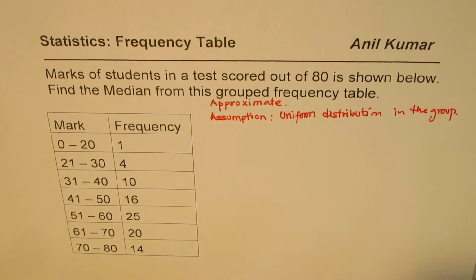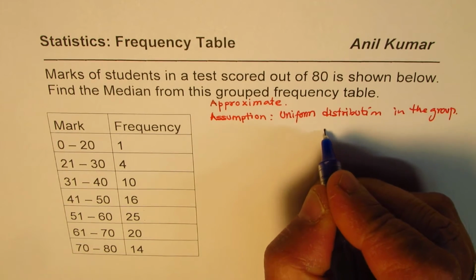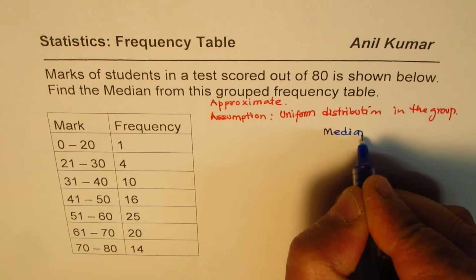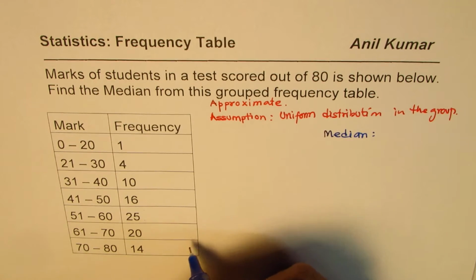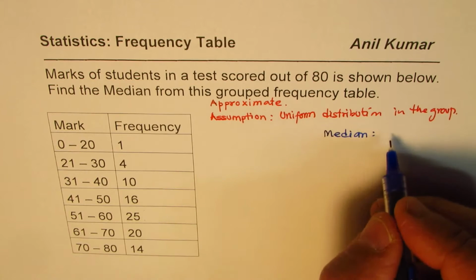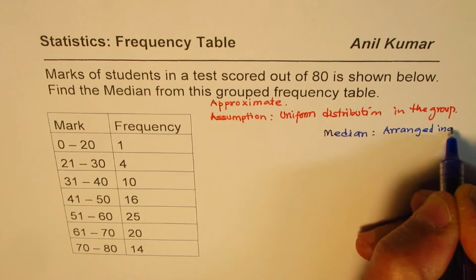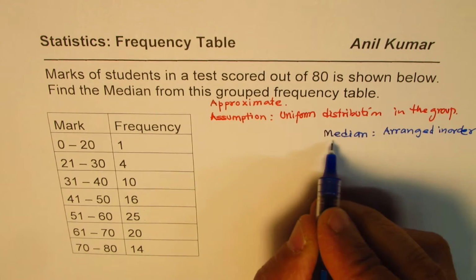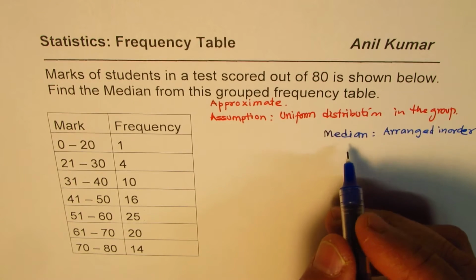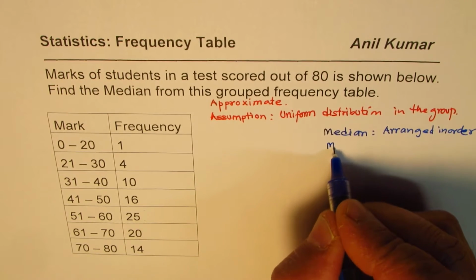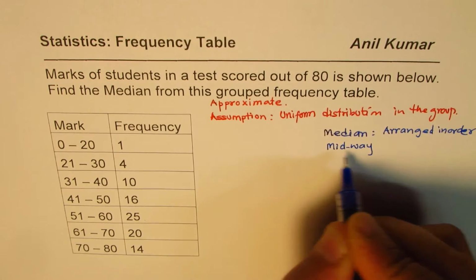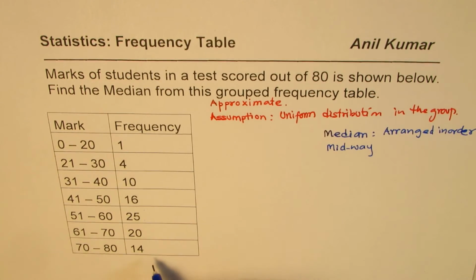Now, let us try to understand what the median is. When we say median, we are actually arranging the data in a particular order. And when you have arranged the data in order, then the median is the center value, midway. Now in our case, what is the total number for which we are looking for the center value? We could sum up this to find the total.